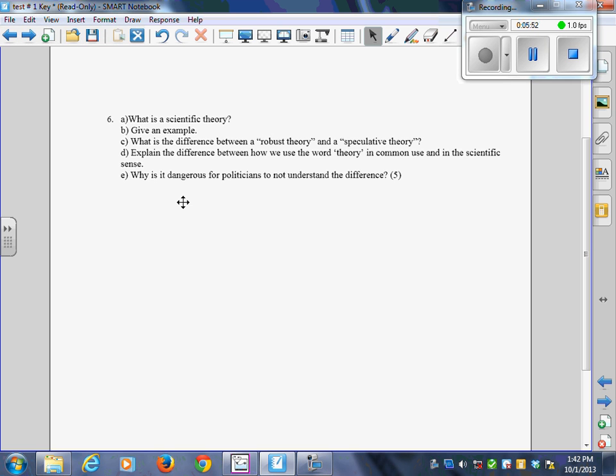Why is it dangerous for politicians to not understand the difference? Well, because politicians do what?